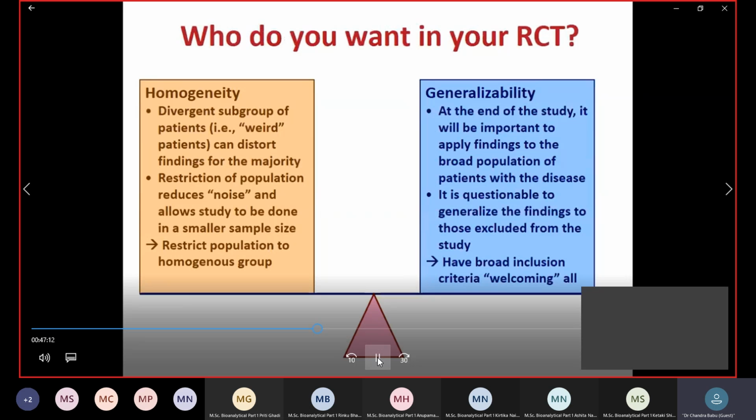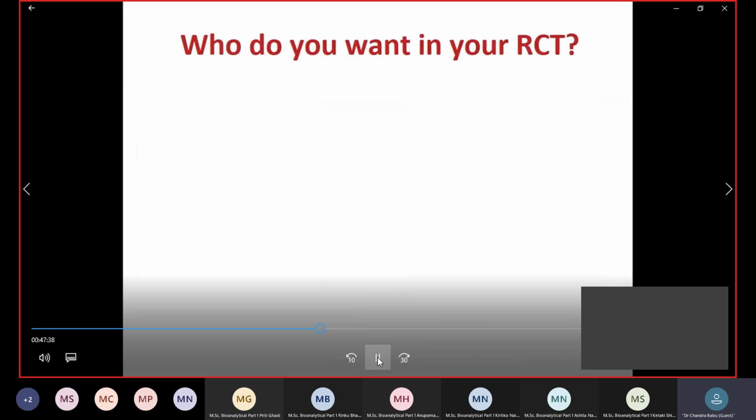And obviously, these two things are perfectly and diametrically opposed. You want a homogeneous, generalizable population is the answer to your question. So what's the correct answer? The answer is there is no correct answer. It's a real judgment thing. And when you're reading trials, stop and think about who they put in this study. Can this be generalized to my patients? Can I use these results?